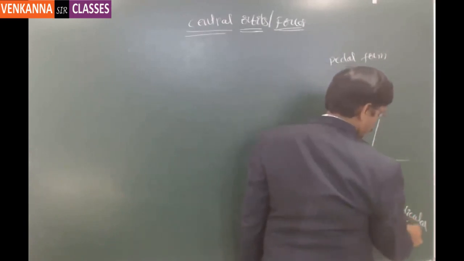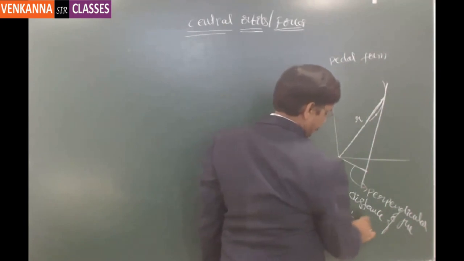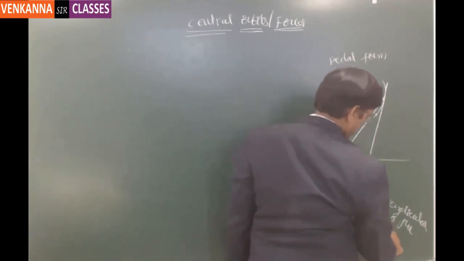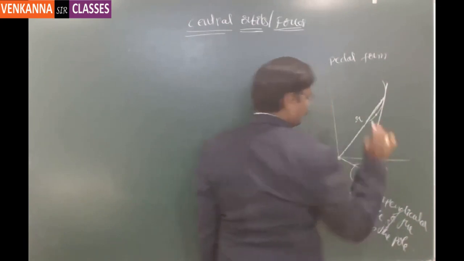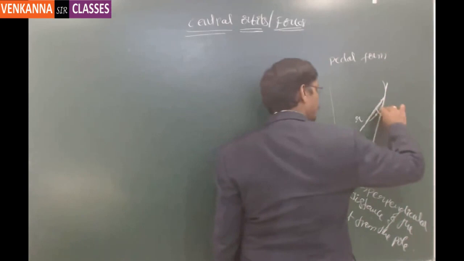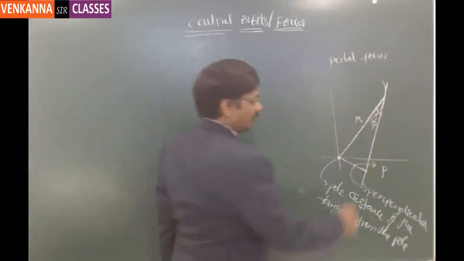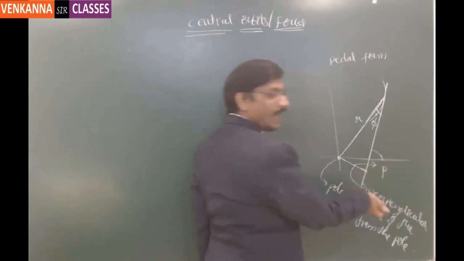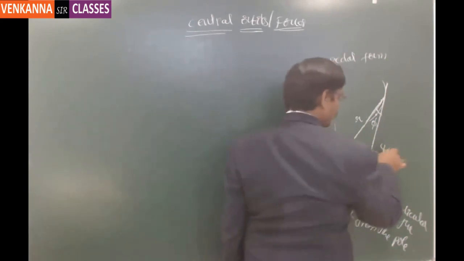of the tangent from the pole. So this length is called the pedal, P. And this angle is usually treated as the angle phi. So this is the angle phi, and this angle, which is the angle with respect to the x-axis, is usually treated as psi.